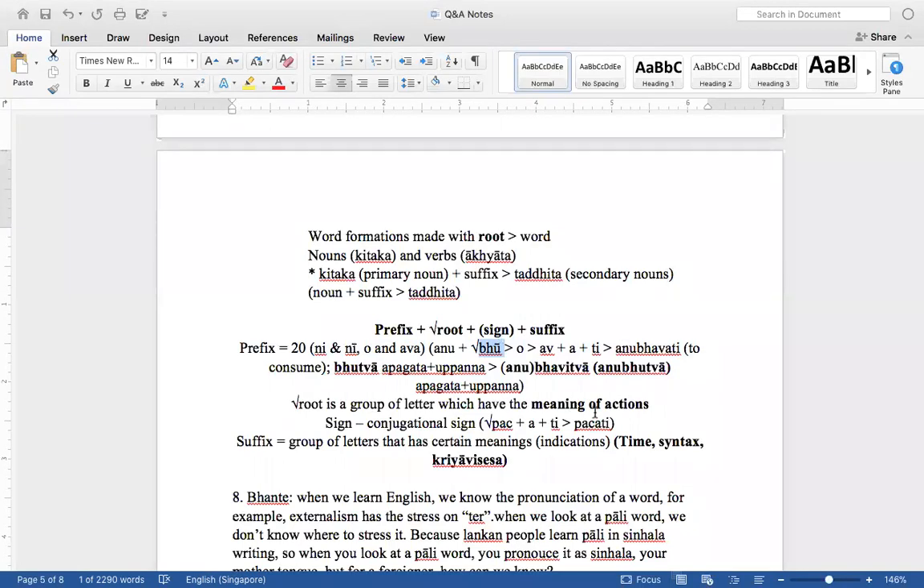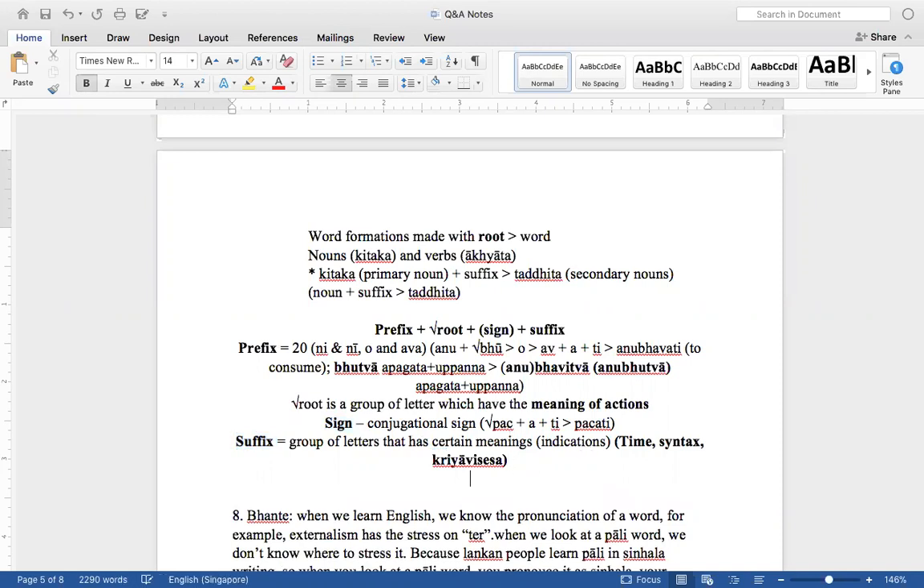So that is for students who are interested in further grammar. I repeat again, the root has many meanings, referring to many actions, and the prefix emphasizes a certain meaning of the root. Then the suffix refers to the time, to the syntax, and to the kriya visesa, special aspects of the action. Then the conjugational sign has no meaning at all. So these are the basic structures, the basic meanings of the word formation.